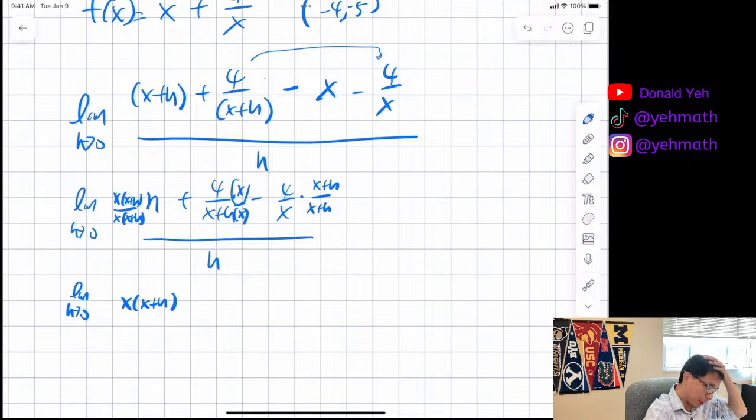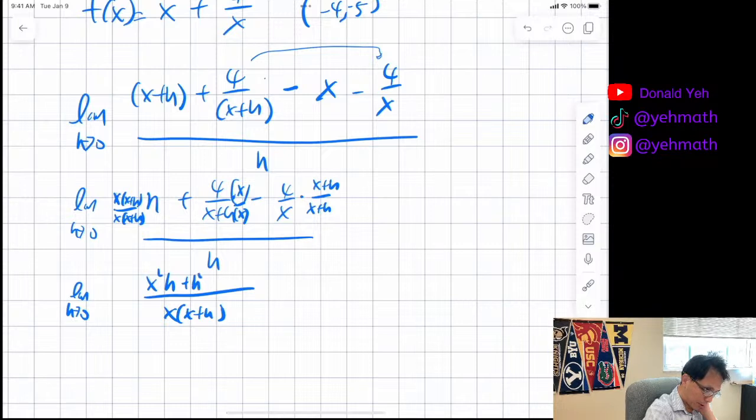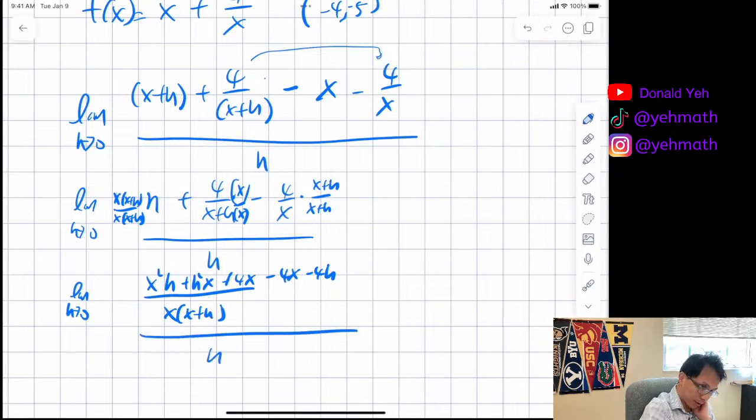Now that's going to give you what? Well, I'm just going to write this. I'm going to distribute that. So I'm going to look at x plus h, and this one is going to be xh. So it'll be x squared h plus h squared x, right? Plus 4x minus 4x minus 4h. So all over h. So this thing's going to cancel out. And hopefully I can factor out h.